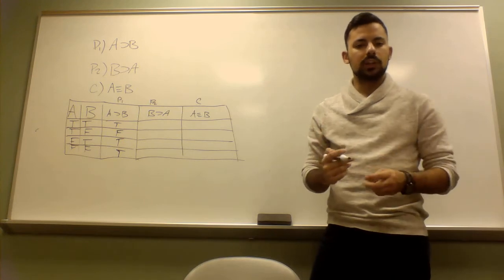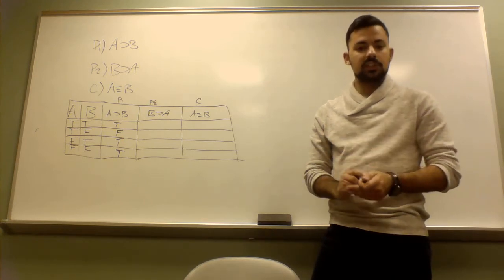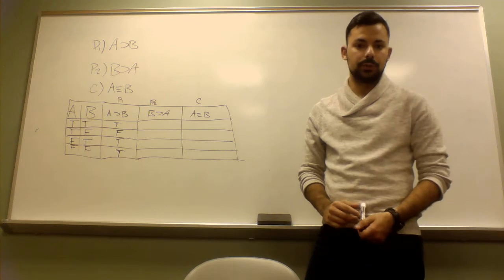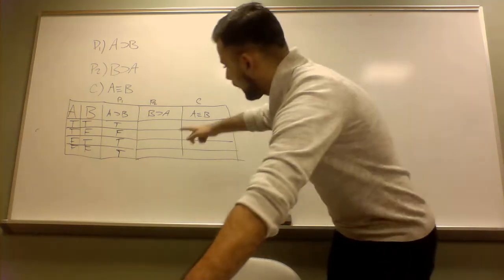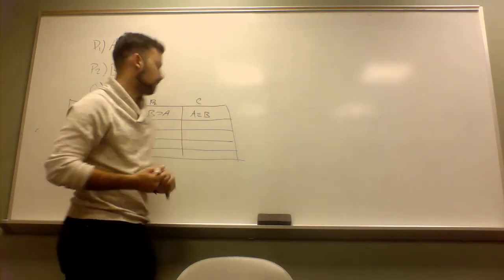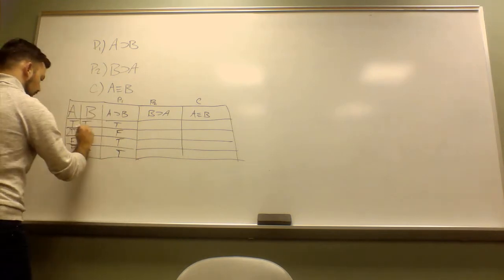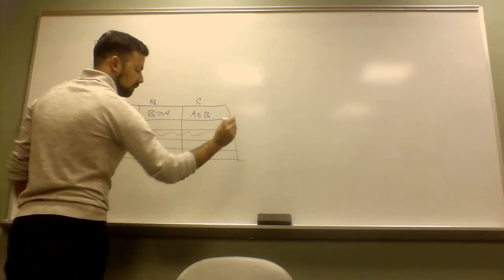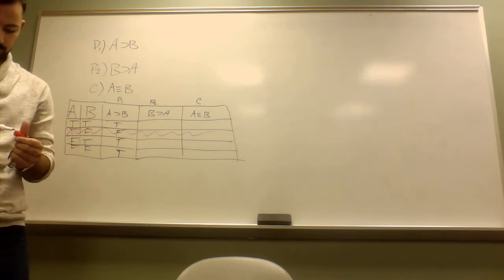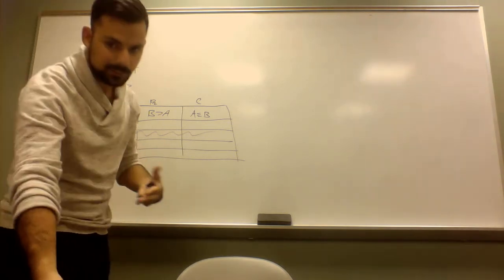Remember, what are we looking for? We're looking for instances in which all the premises are true. Okay? Well, we already have a false premise. What does that mean? That means that we don't even have to do the rest of that row. It's now dead to us. It's not a matter of our concern.